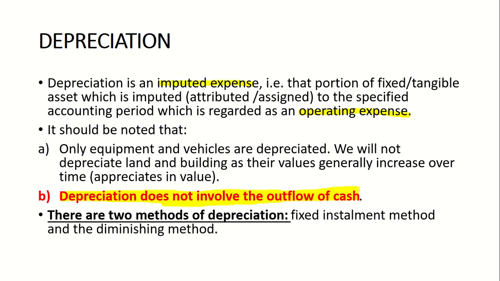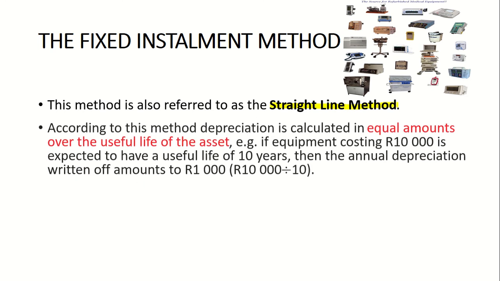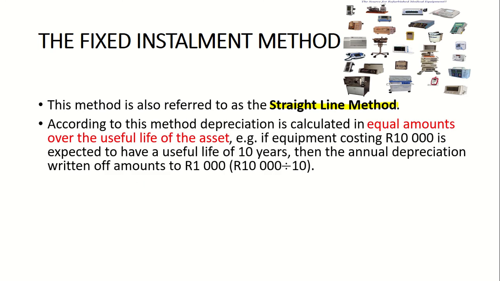There are two methods of depreciation, that is the fixed installment method and the diminishing balance method. We will consider the two just now. The fixed installment method is also referred to as the straight line method. According to this method, depreciation is calculated in equal amounts over the useful life of the asset. The useful life of the asset is based on the expected number of years over which we expect to actually use that asset.